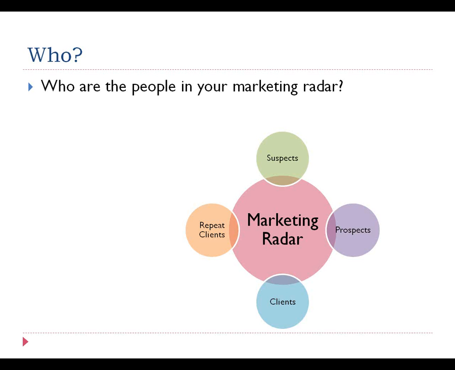In order to do that, we're going to start by finding out who the people are in your marketing radar. Now, when you begin to market, there are quite a few people that come into the scene with regards to what you're doing. Some of them are suspects, and I'll be explaining who they are in more detail later. Some of them are prospects, some of them are clients, and some of them are repeat clients.